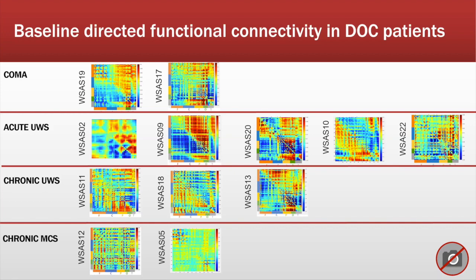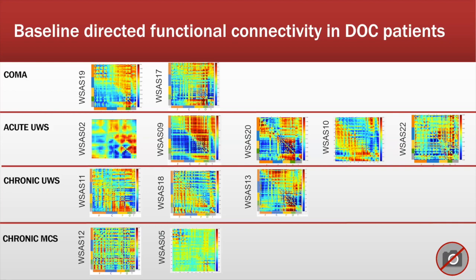So the answer to the diagnosis question comes quite easily. We see feedback dominant connectivity in both coma patients. We see feedback dominant connectivity in three, maybe even four, of the patients who are in acute unresponsive wakefulness syndrome, but we only see feedback dominant connectivity in one of the chronic unresponsive wakefulness syndrome patients and in neither of the chronic minimally conscious state patients. So this is not a useful measure for diagnosis, at least with respect to the Coma Recovery Scale measures of consciousness.